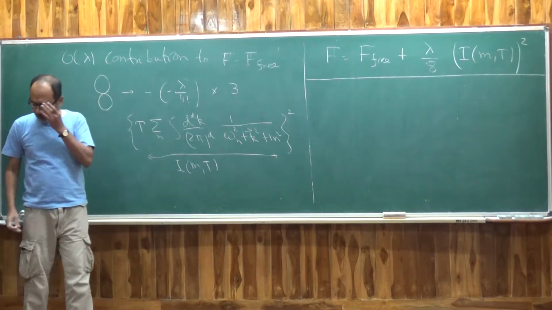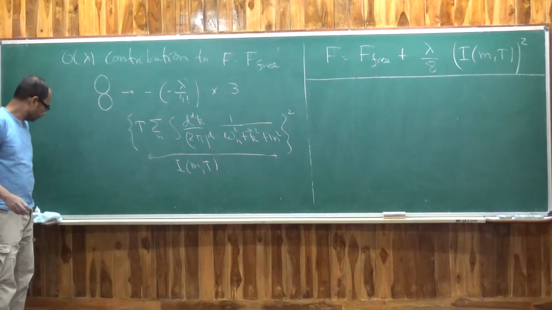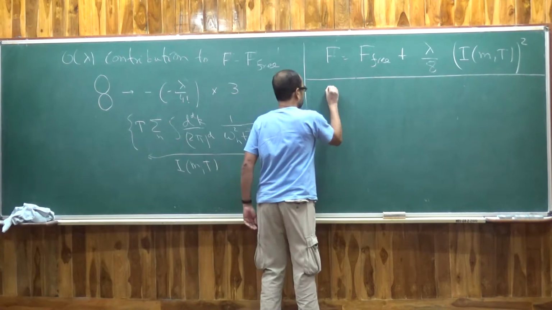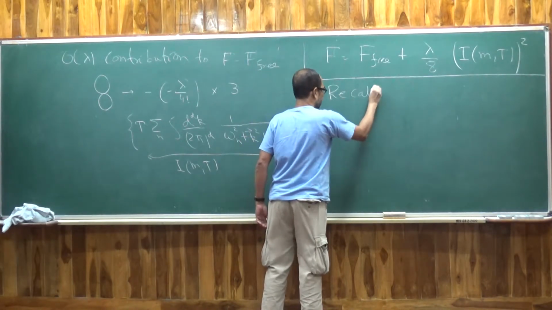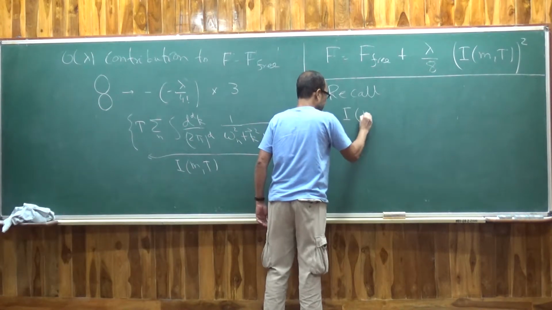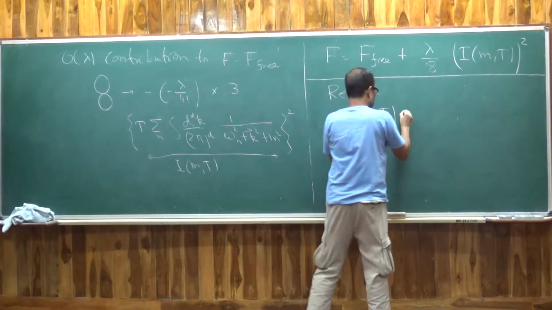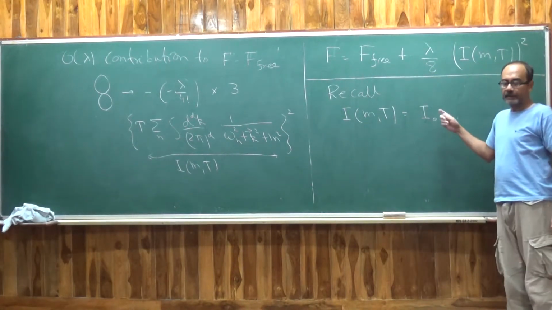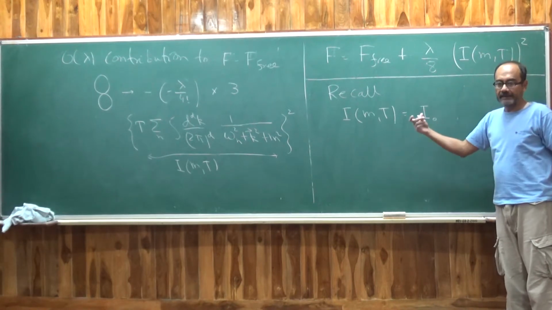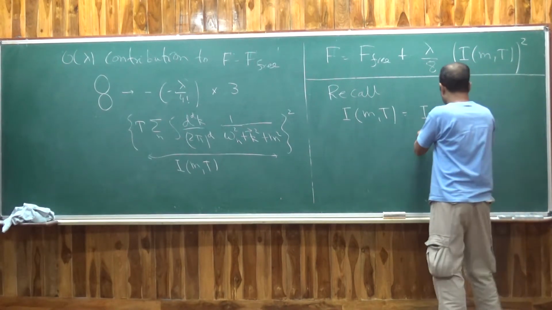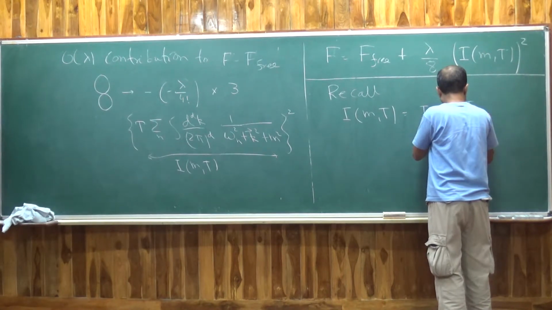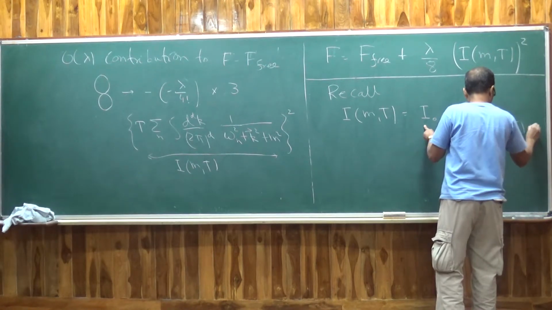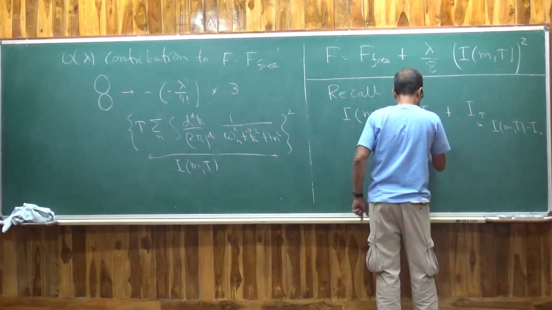Okay, now, if you remember our discussion last time, we wrote I as a function of m and T as a sum of two terms. One is I0. I0 is the value of I in the zero temperature limit. Plus, I introduce a new notation today, I_T. This by definition is I(m,T) minus I0, where I0 is the zero temperature value.